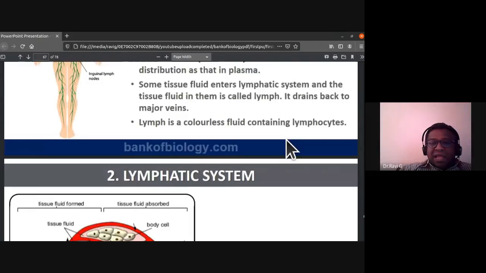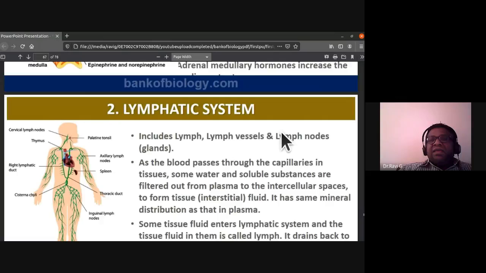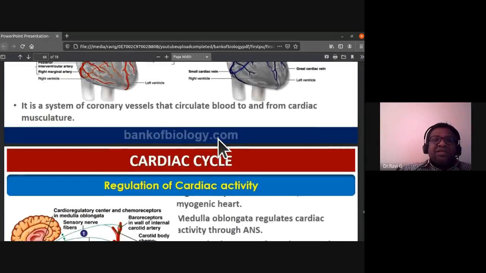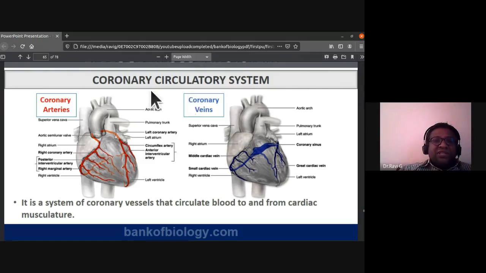The other parts, the regulation of cardiac activity and others, we'll discuss in the next class. So we'll stop at the coronary circulatory system.